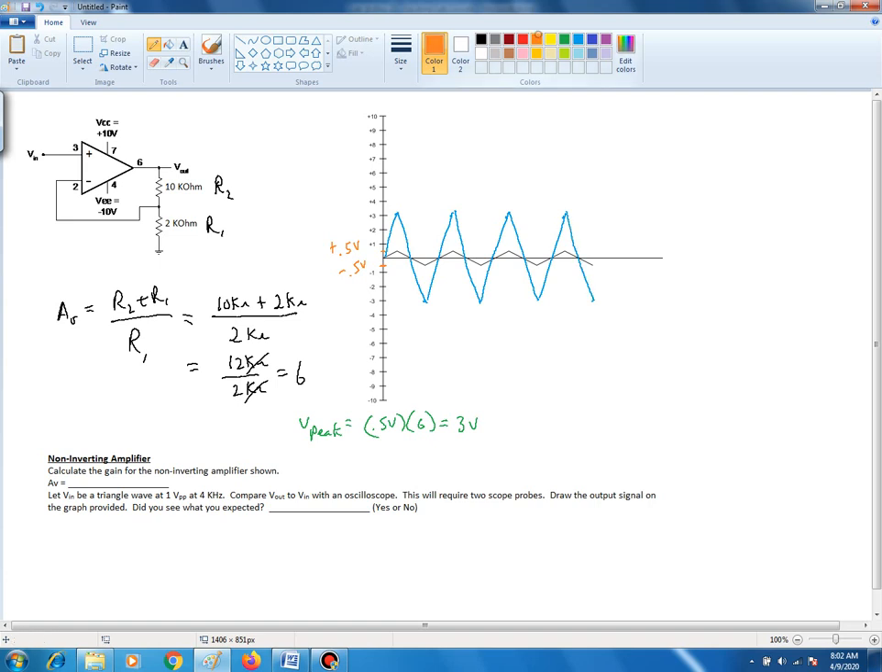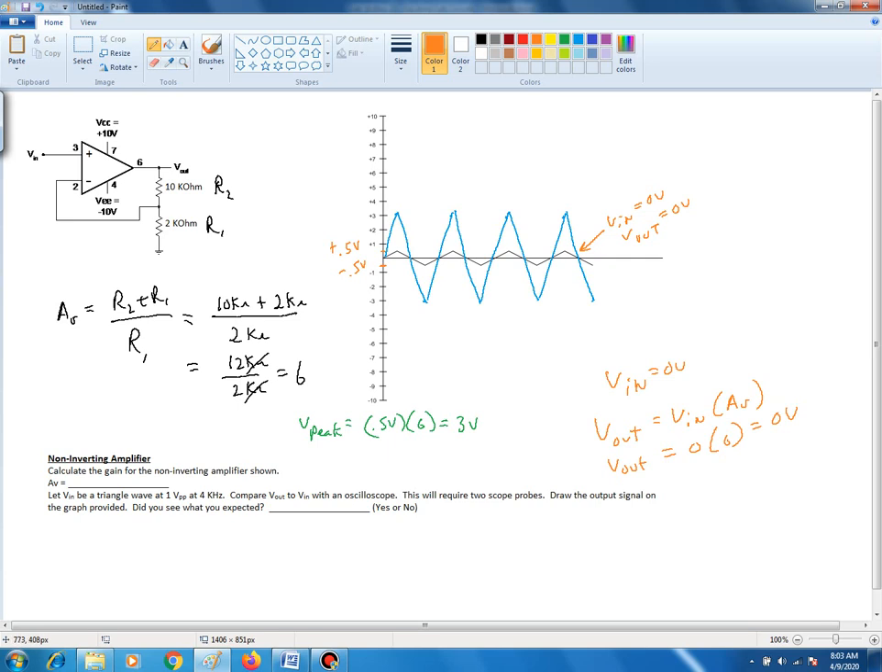So what you would be aiming for is, when your Vin is equal to 0 volts, you know that your Vout has to also equal 0 volts, because your Vin times your gain is equal to your Vout. If your Vin is 0 volts, then Vout is 0 times your voltage gain of 6, so you know that your Vout will be equal to 0 volts. So at the crossing points, you know that the output will be crossing 0 as well.